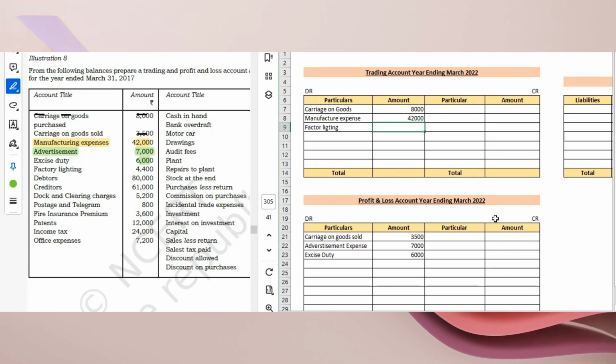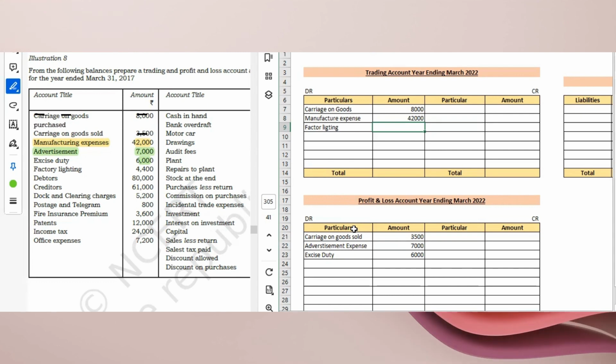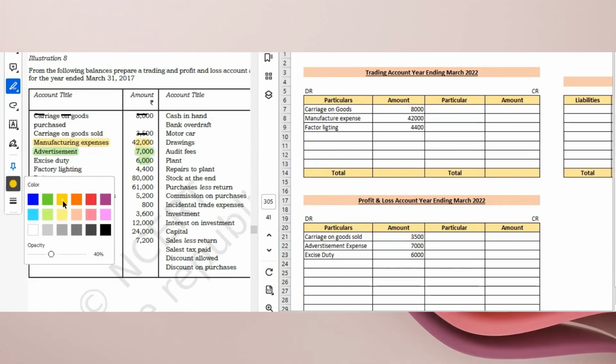So why are we doing this? Why we are splitting all these things is because we will have to know what our gross profit is, what our operating profit is, and what our net profit is. What items will come in the balance sheet, and what exactly our balance sheet is telling: whether we have made a profit or loss, how much our asset values are, whether the liability is more than your profit, or something like that. Okay. So factory lighting, how much do you have? 4,400. So this is what? This is an orange item.